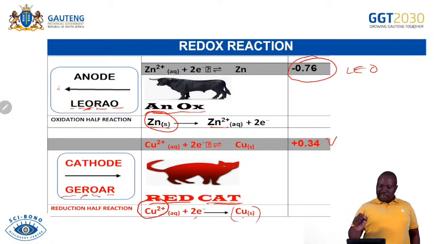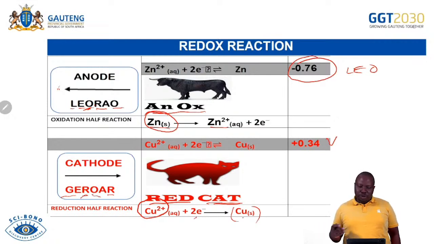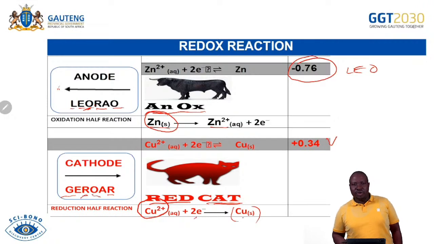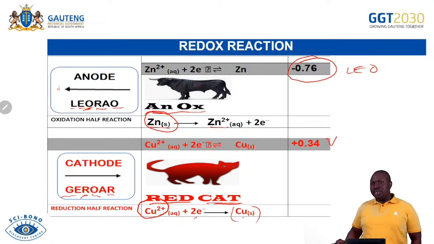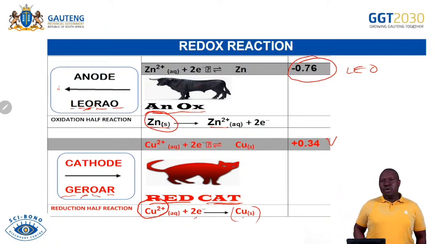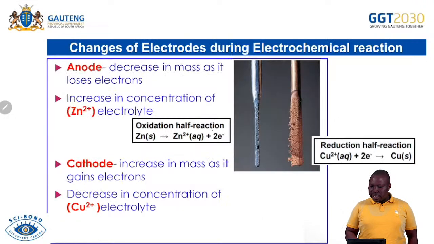How did we know that zinc is the one that is going to lose? We looked for the standard reduction potential. I want this example to work for you so that for any other question that you come across, you will be able to go to that table and look for the standard reduction potential. The one with the lowest standard reduction potential will lose electrons. However, the one with the high standard reduction potential will gain electrons. I hope I emphasized that more than enough, and you will be able to remember that.